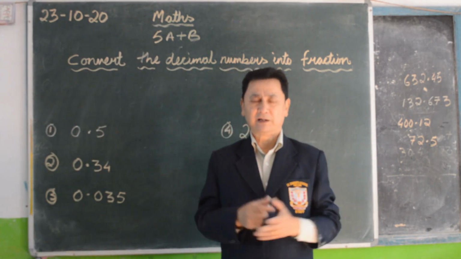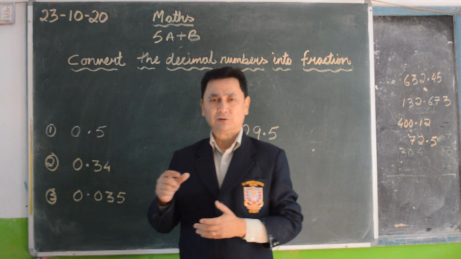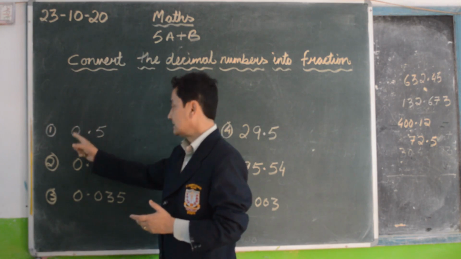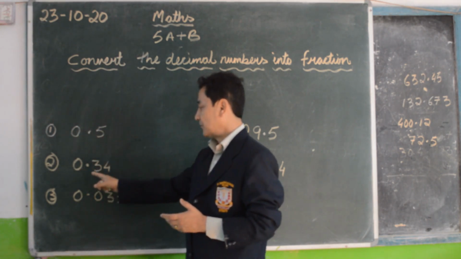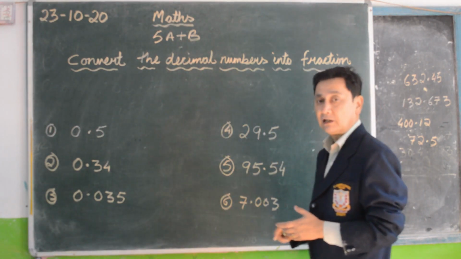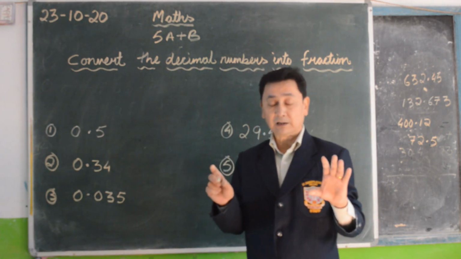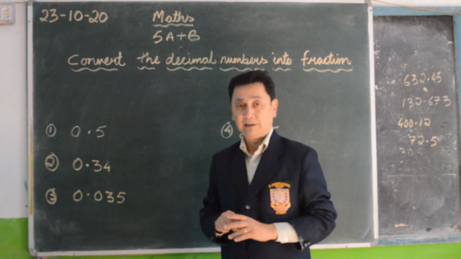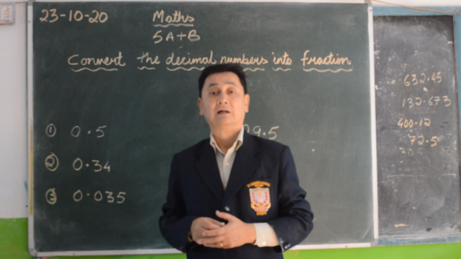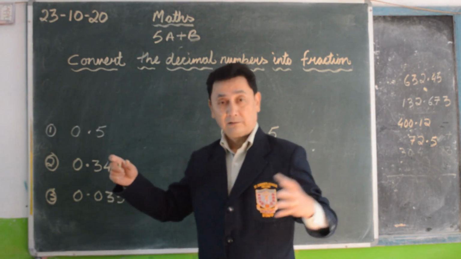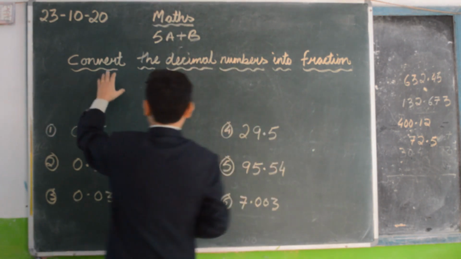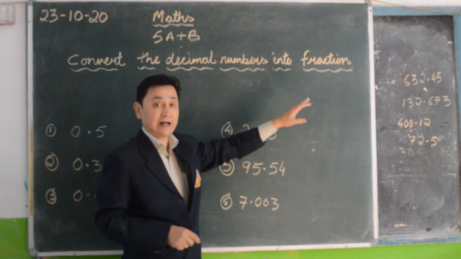Now let's revise what we did on decimals. First, we learned how to write the decimal numbers in words. So how is this written? 0.5 or 0.34 or 95.54. Then we learned how to write in decimals. Words were given and you had to write in this way, decimals. Then we learned how to expand. Then we learned the same place value. And now we are going to learn how to convert the decimal numbers into fractions.